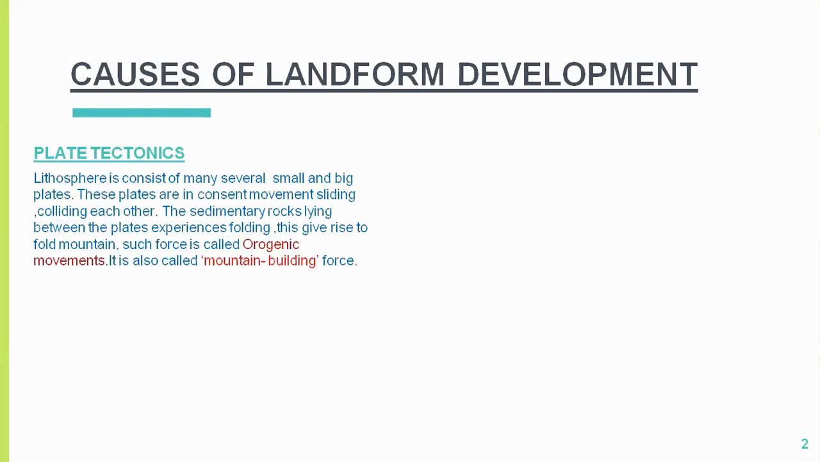Before we go ahead with the chapter, let us see what causes the formation of landforms. By landform here we mean the different natural features that are present on the earth's surface. Firstly, the cause that develops the landforms of the earth is plate tectonics. As you already know, the earth is divided into several plates. Now these plates keep on moving constantly.